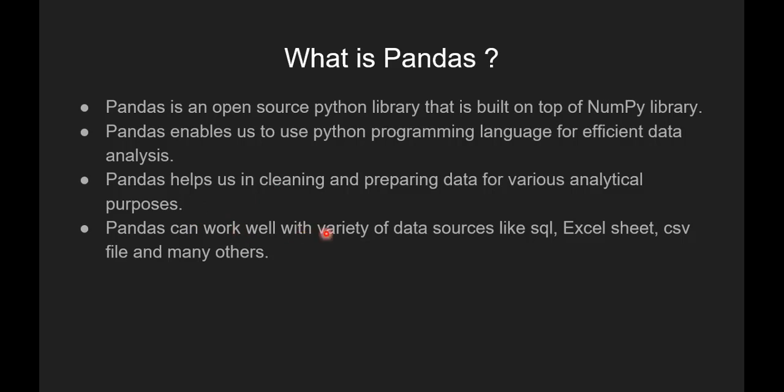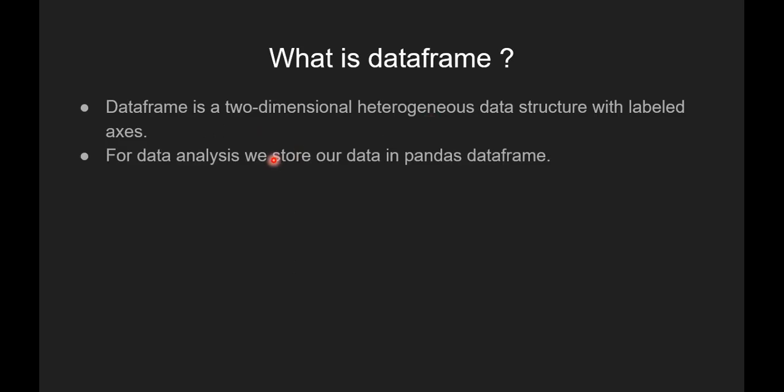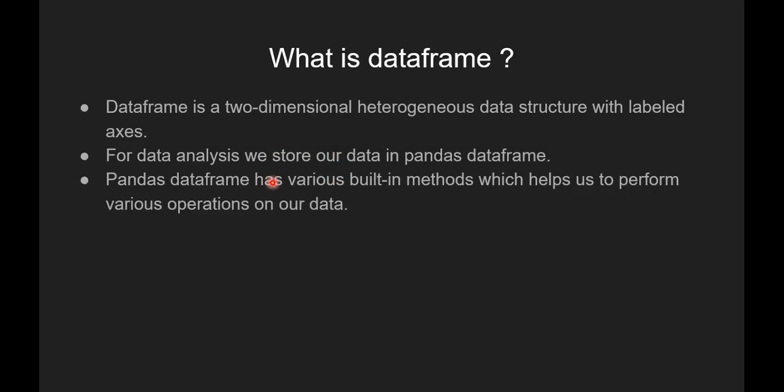Pandas can work well with a variety of data sources like SQL files, Excel sheets, CSV files, and many other types of files. Now, what is data frame? A data frame is a two-dimensional heterogeneous data structure with labeled axes. For data analysis, we store our data in Pandas data frame. Pandas data frame has various built-in methods which helps us to perform various operations on our data.